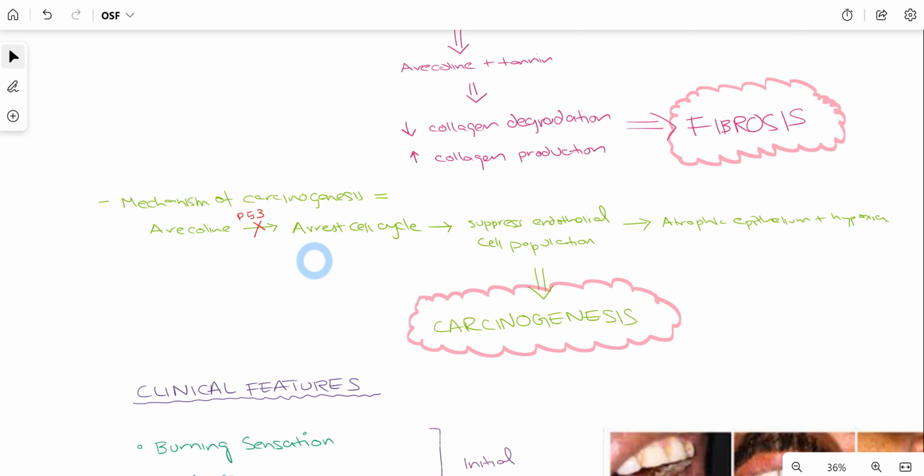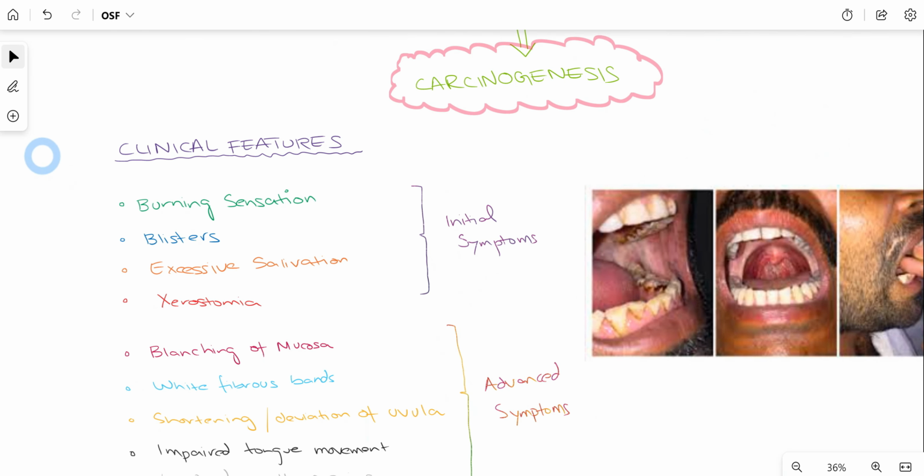There is no check and balance on the cell cycle. This further leads to suppression of the endothelial cell population, and it leads to atrophy of the epithelium and hypoxia. This injury, or insult, to the epithelium then promotes carcinogenesis, and eventually this OSF condition, which was initially a pre-malignant condition, can lead to the development of oral squamous cell carcinoma. This was all about the etiology and pathogenesis of OSF. Now, moving further along in this video, we'll talk about clinical features.